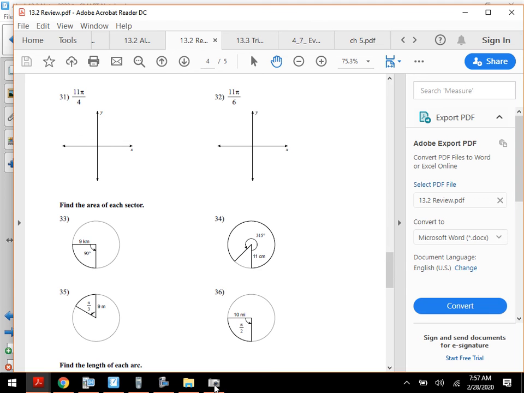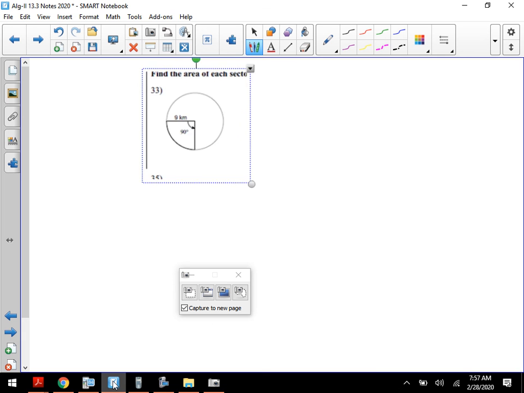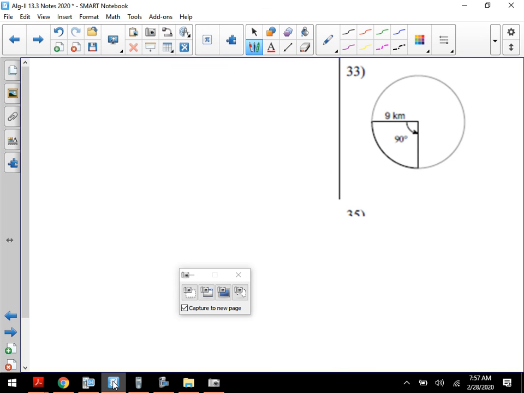90 and a 9, okay. So area of the sector. So area of the sector was what? The 1/2 radius squared theta, where the theta had to be in radians. In this case, you started with degrees, which means you had to convert. Okay. So when you convert, remember how we convert to radians?